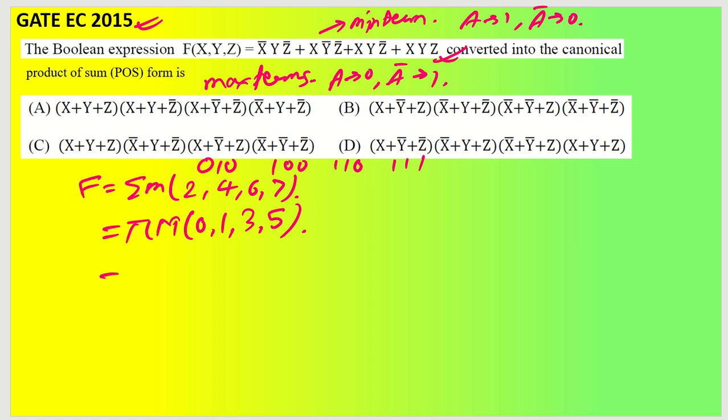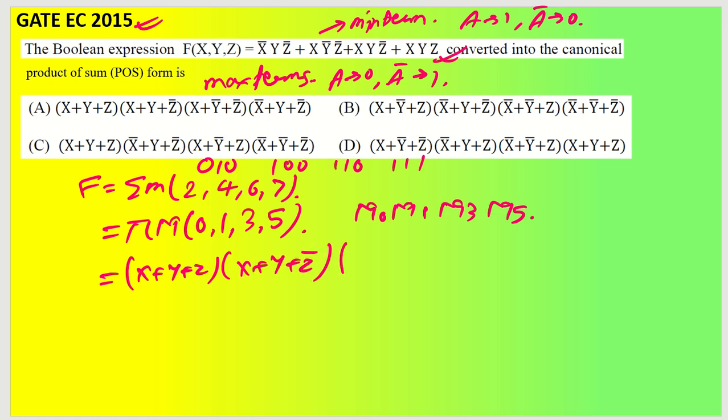And you already know the value of m0. So we have m0, m1, m3 and m5. m0 is going to be a plus b plus c, all 0 0 0. So a is 0, b is 0, c is 0, or in xyz, I'll write it down as xyz. So it is x plus y plus z into, it is going to be 1, so that is x plus y plus z bar. That is going to be 3.